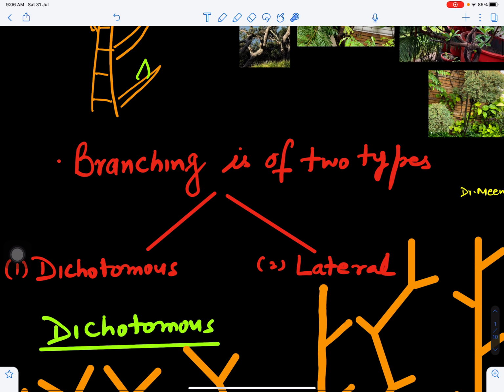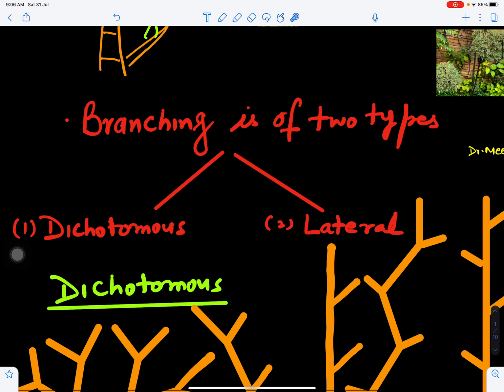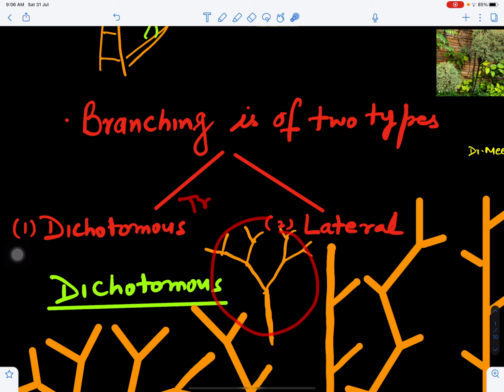Now branching pattern in stems can be of two methods, that is dichotomous and lateral. Now if we have a stem, like this is the stem, and if this divides into two, and further this divides into two like this, and further divides into two, so this is called dichotomous branching. And when this is occurring in this way, this is called true dichotomy.